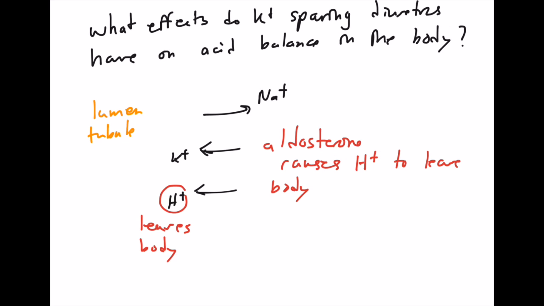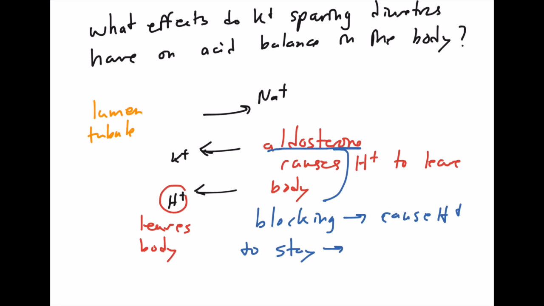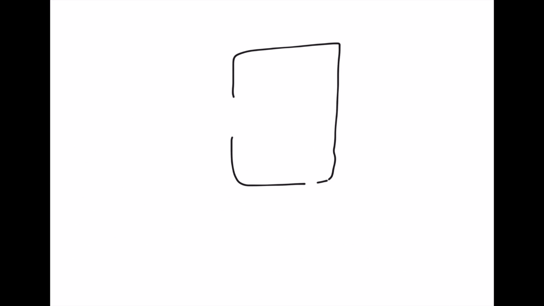So this is what I'm showing, that aldosterone causes hydrogen ions to leave the body, okay? So I'm pushing those hydrogen ions out of the body. So blocking aldosterone actually causes the H+ ions to stay and can cause acidosis. So K+ sparing diuretics cause acidosis. There's actually an additional factor to this that I wanted to highlight as well.